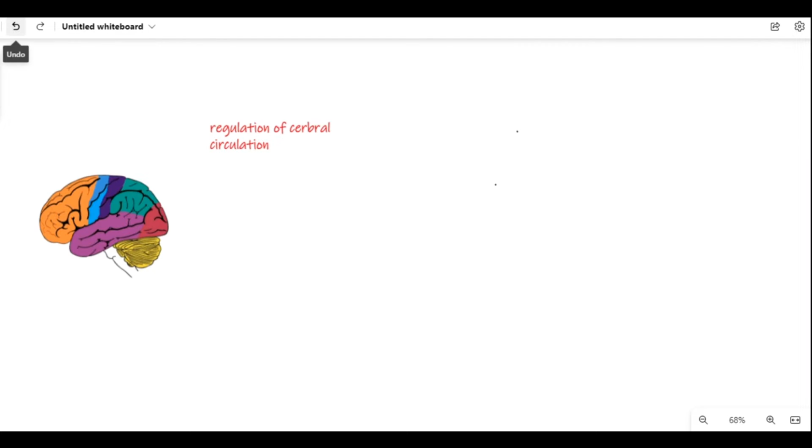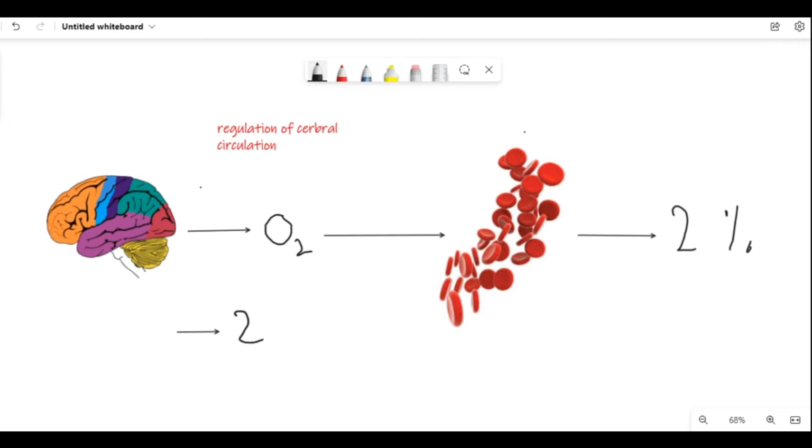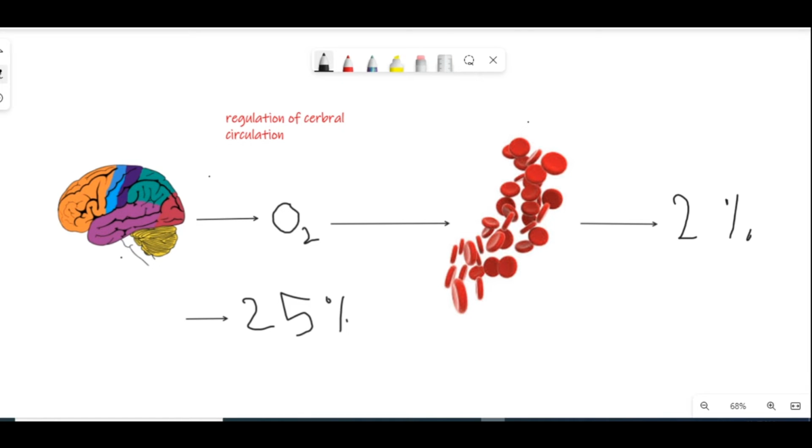The whole body is regulated by the brain, and the brain needs oxygen to perform, and that oxygen is carried by the blood. However, the brain comprises only 2% of the body weight. It needs roughly 25% of the oxygen that comes into the system at resting stage.